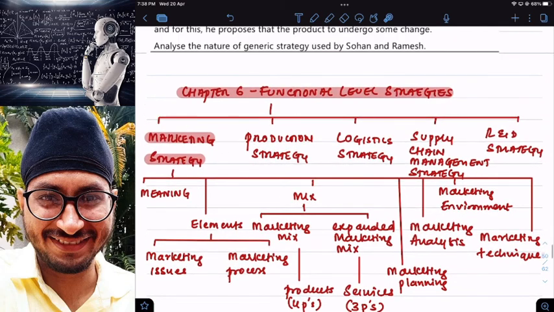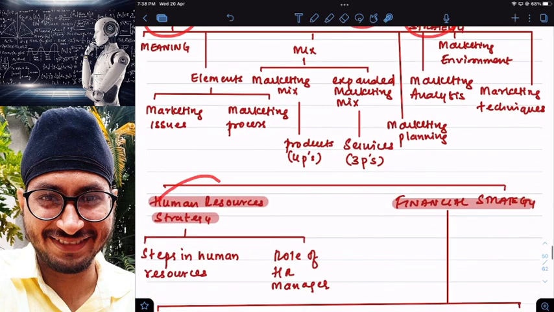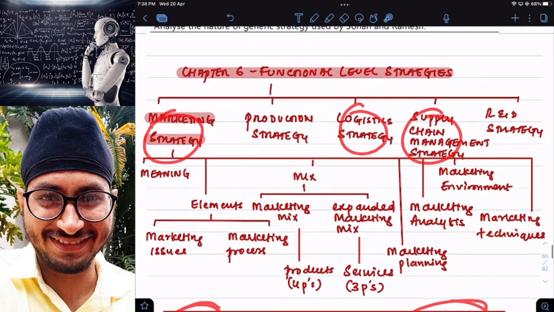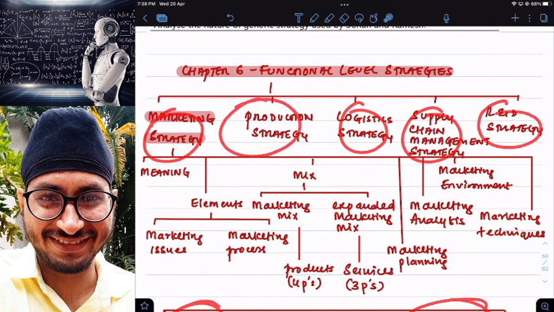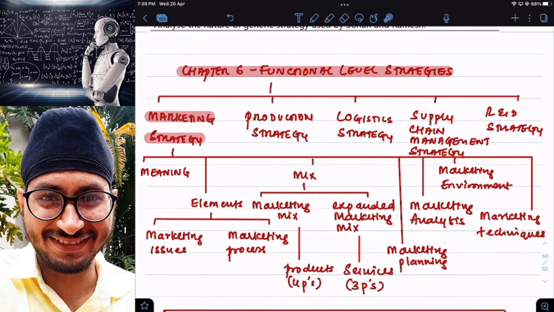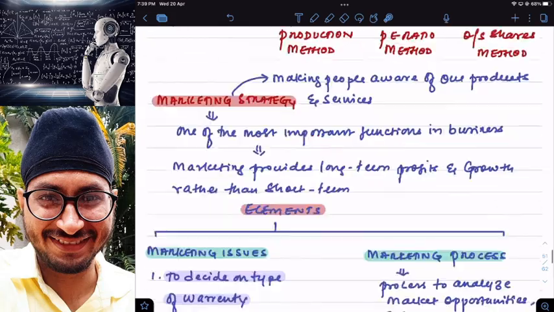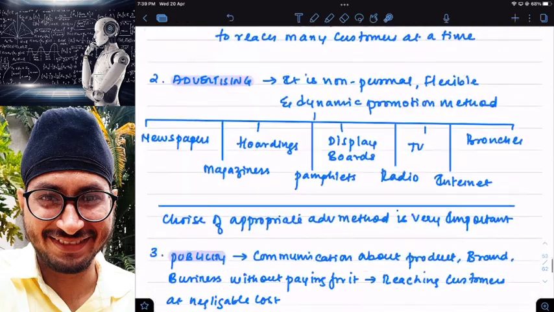Sir, marketing strategy we have completed, then logistics strategy, supply chain, human resource, and finance we have completed. So how many strategies are pending? R&D strategy and production strategy. These two strategies are pending. Clear? Once we are done with this, we will go through the case laws once.